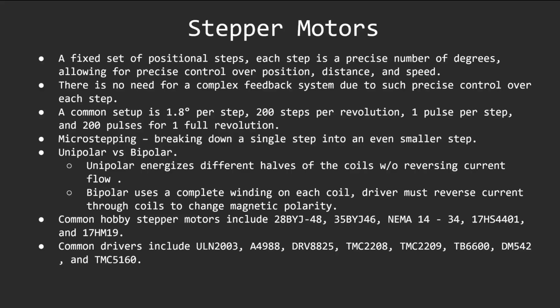Unipolar energizes different halves of the coil without reversing the actual current flow. Bipolar uses a complete winding on each coil. The driver must reverse current through the coils to change magnetic polarity. I've listed out some pretty common motor types and some pretty common drivers.